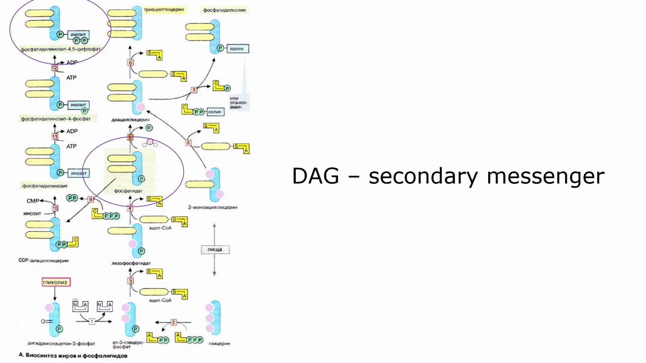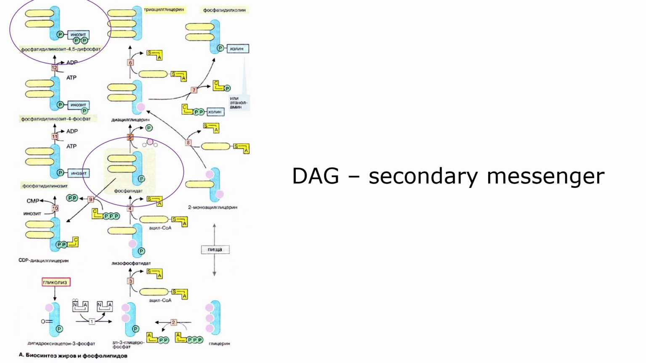So now let's talk about diacylglycerol as the secondary messenger. The diacylglycerol isomer which will be the secondary messenger in the cell membrane is gotten from phosphatidic acid. So from phosphatidic acid we get the CDP-diacylglycerol. CDP is cytidine diphosphate.